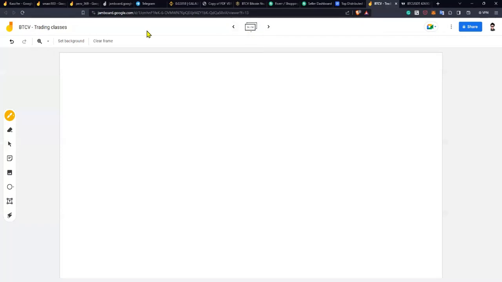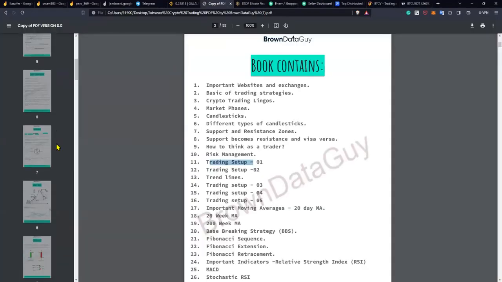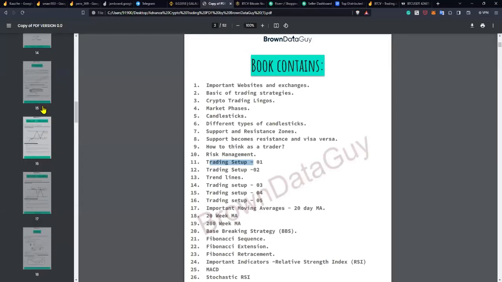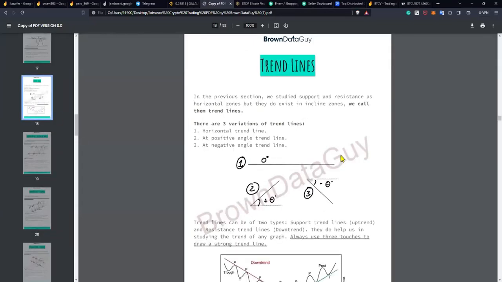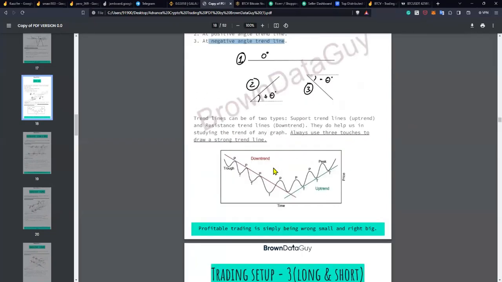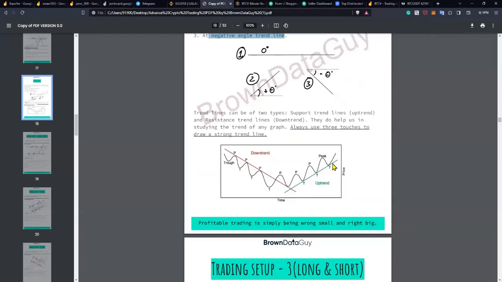Now, yeah, we do have time. Let's talk about trading setup 03. You understood what is support and resistance trend line, right? See this one: horizontal, positive angle trend line, negative angle trend line. This is what we call downtrend. This is what we call uptrend. That's a peak. P is for peak, T is for trough.